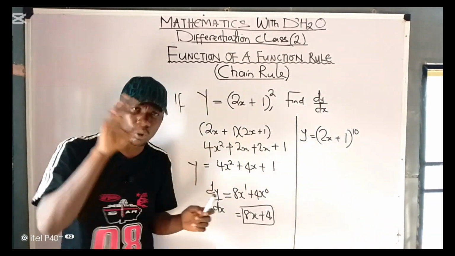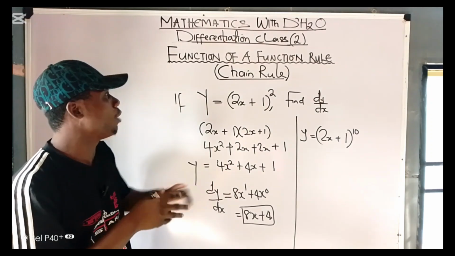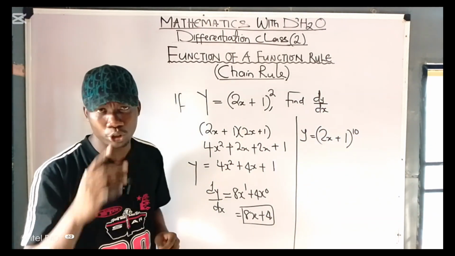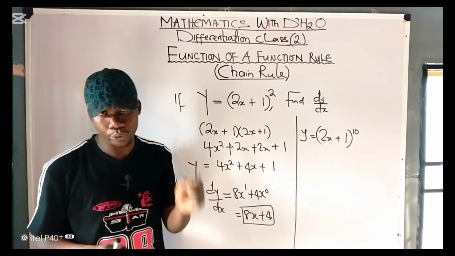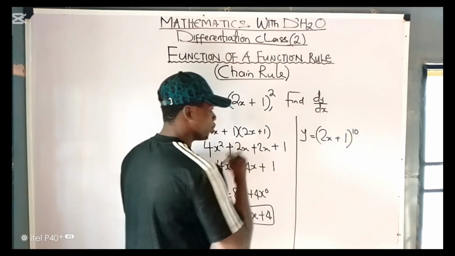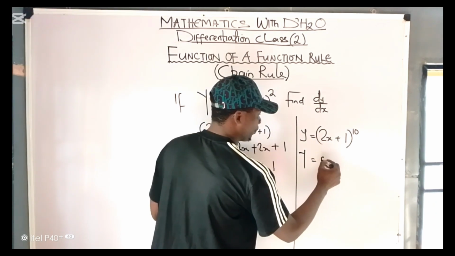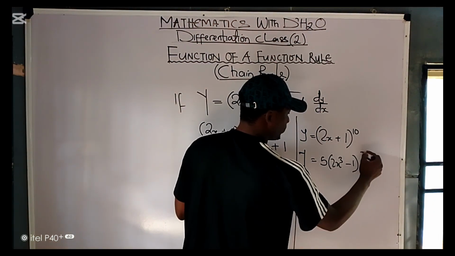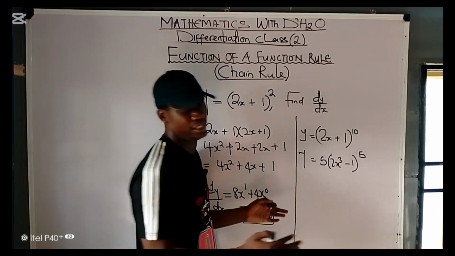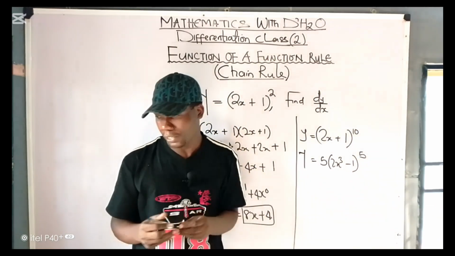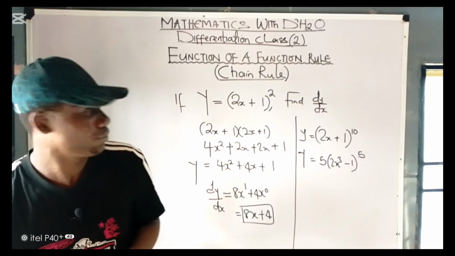Now, let's dive into today's lesson proper. We are looking at what we call function of a function rule. Now, let me show you how function of a function rule is used to solve problems such as this, or solving problem such as 5 bracket (2x cubed minus 1) raised to the power of 5. Cases like this where you have powers that are what? Huge. Okay, let's do that quickly.